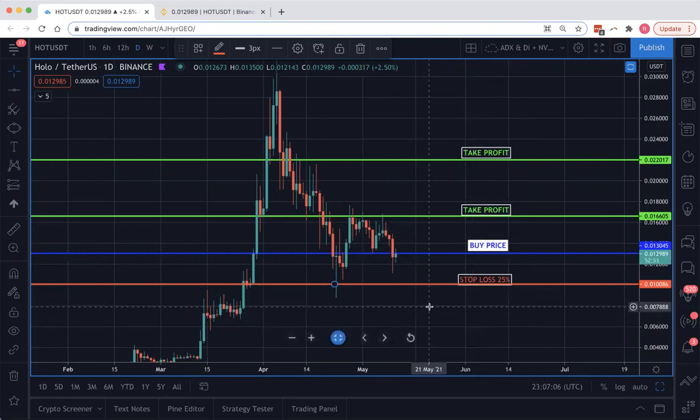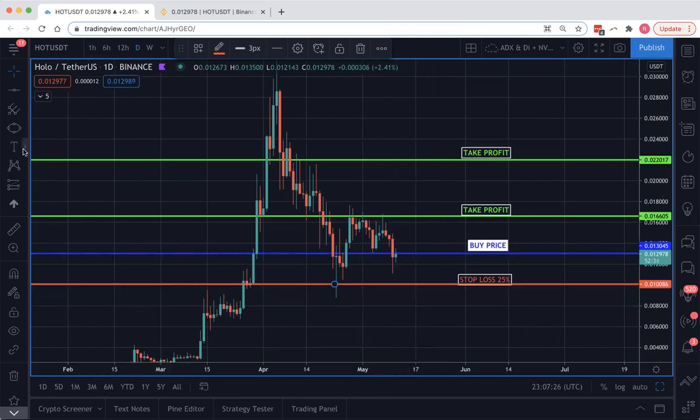Now, if you wanted to keep HOT in your Binance wallet, that's fine. Alternatively, you can transfer that over to your own wallet so that you can keep your crypto in your own possession. In this example, I'm just going to keep it in Binance.